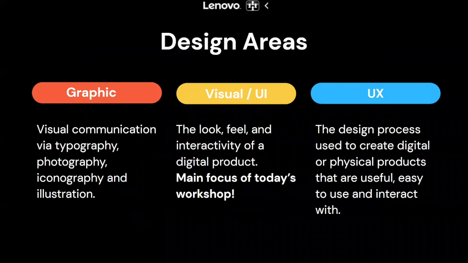All right. So there are three different design areas in general: graphic design, visual or user interface design, and then UX design. Graphic design is more about visual communication through typography, photography, illustration, etc. And we're going to touch upon that a little bit today. But the main focus of this workshop is on visual design, which is more about the look and the feel and even texture and interactivity of a digital product. And then UX design is more about focusing on the users in the design process in order to create digital or physical products that are useful and intuitive to interact with.